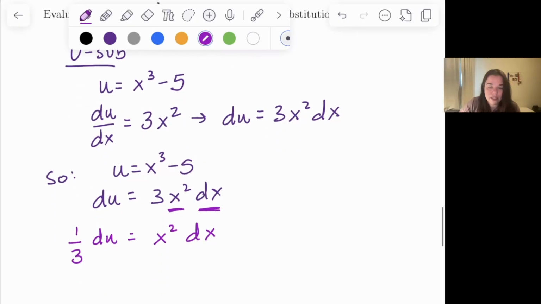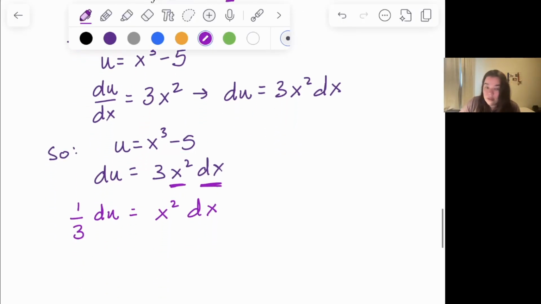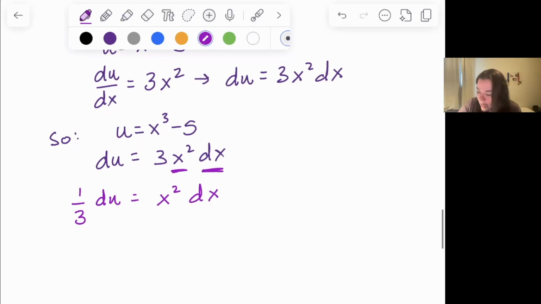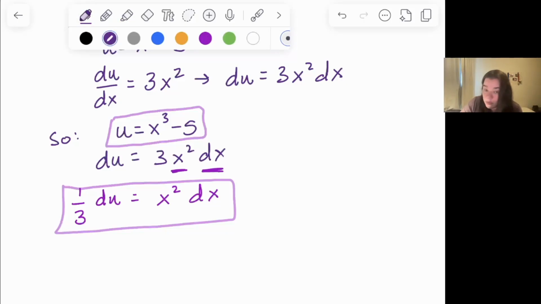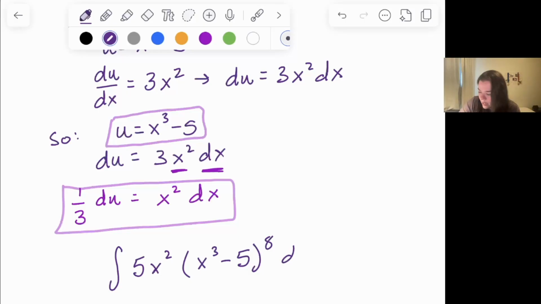Get that on the screen. So right now, here's what I have going on. u is equal to x cubed minus 5. 1/3 du is equal to x squared dx. Let's write down that original problem just so we have it. The original problem said 5x squared times (x cubed minus 5) to the 8th dx.